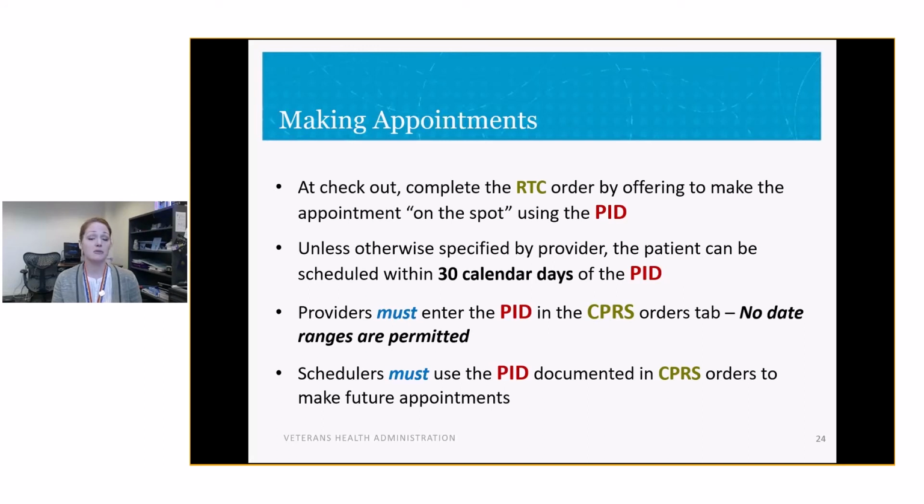And if the patient is not Mission Act eligible for some reason, then we revert back to the old scheduling business rules, which means we're back to trying to schedule people within 30 days of that PID. Okay? So this is just what the original business rule says. 1230 also says that the providers have to enter the PID into CPRS. No date ranges, we just went over that. And that schedulers have to use the PID that is documented on the order when we make the appointment.